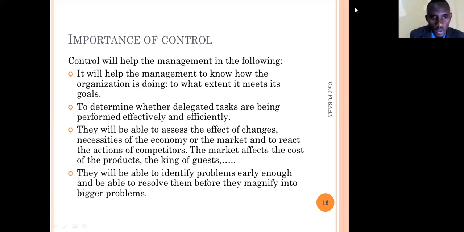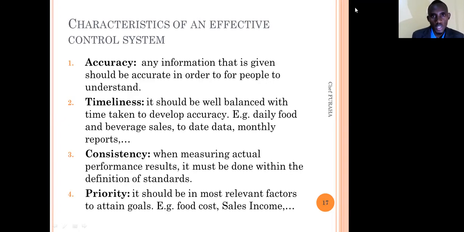With a good control process, we will be able to identify problems early enough and take corrective measures early. So when having a control process, we shall know about problems before it becomes too late. So that is also an importance.